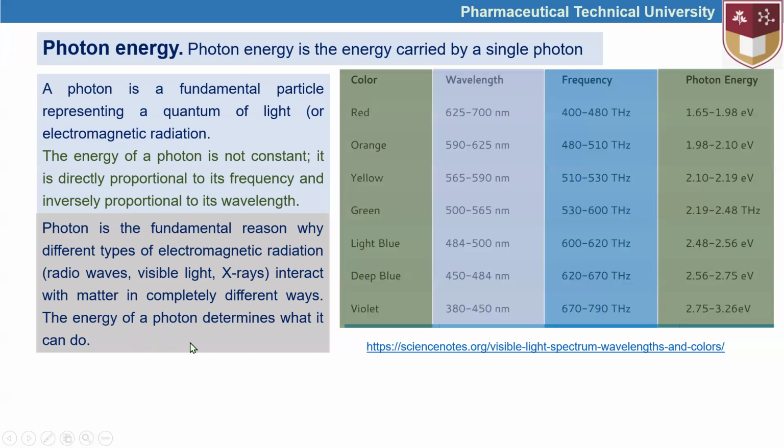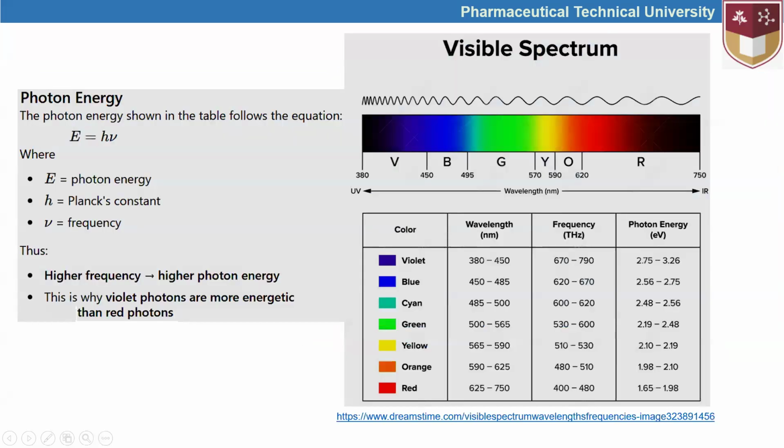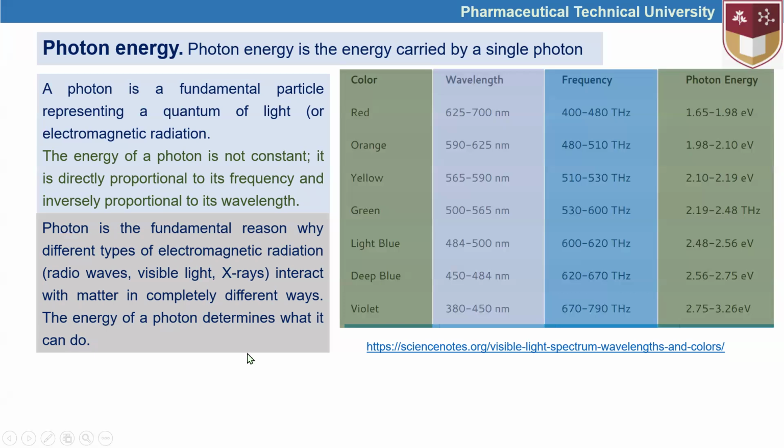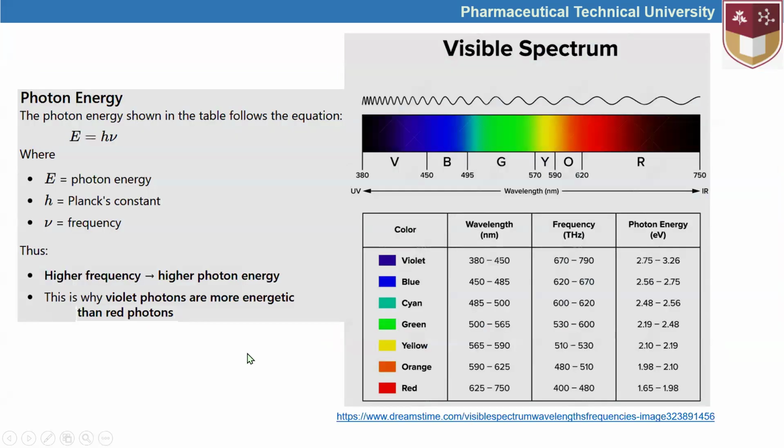The energy of a photon determines what it can do. Now we are going to understand the meaning of this text in the next pages. Photon energy is expressed by this equation, E equals hv.